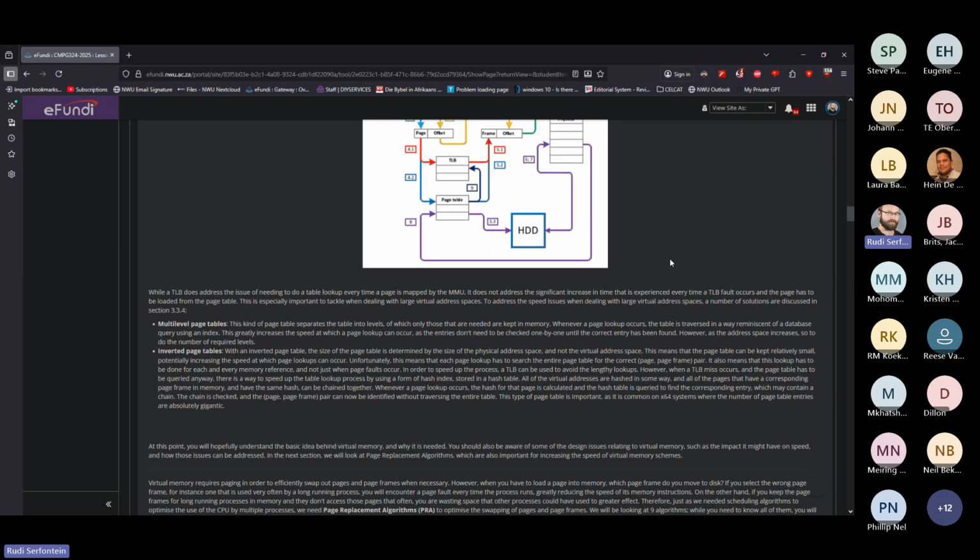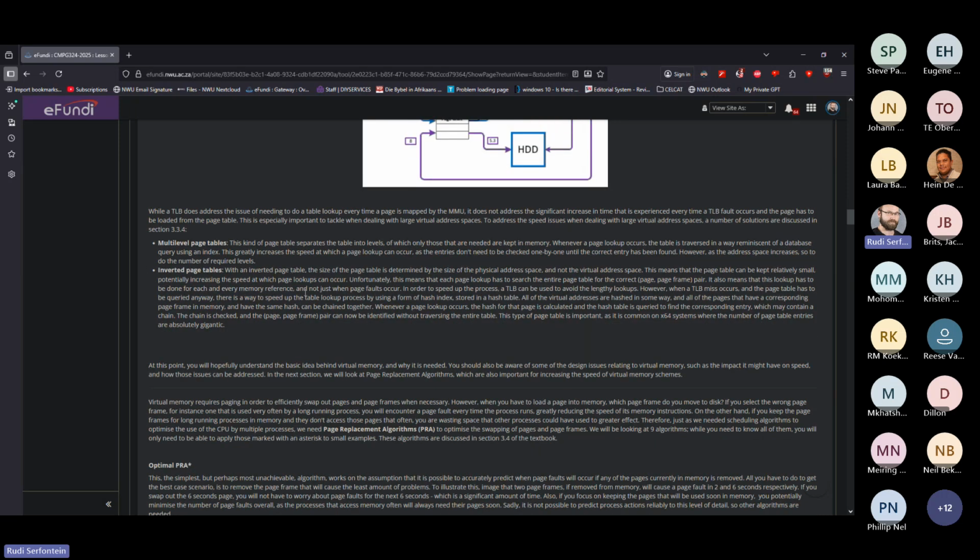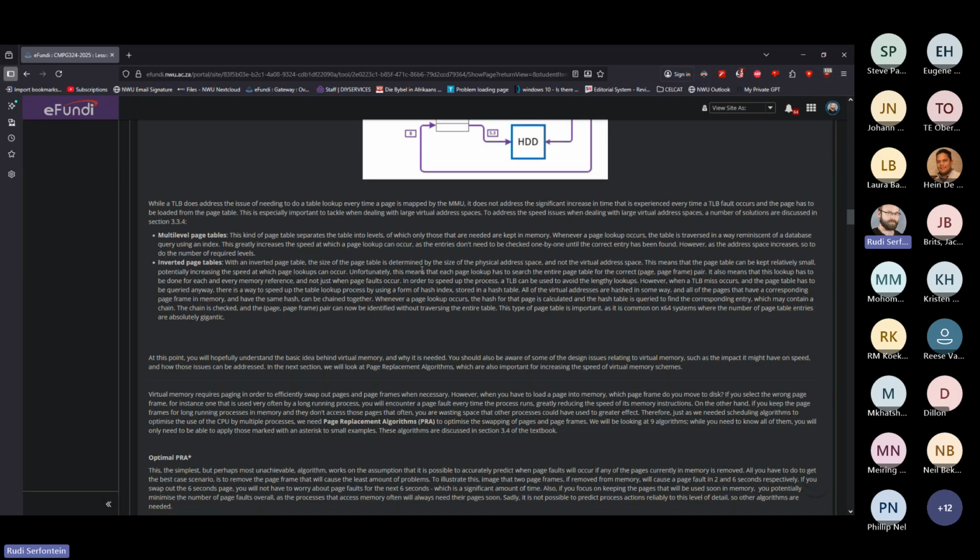Then for your multi-level page tables and inverted page tables, both techniques that you can use to optimize your paging system without the use of hardware. Good to know, not asked directly.